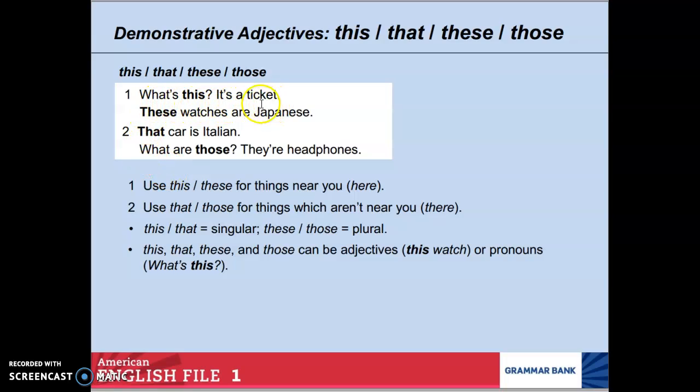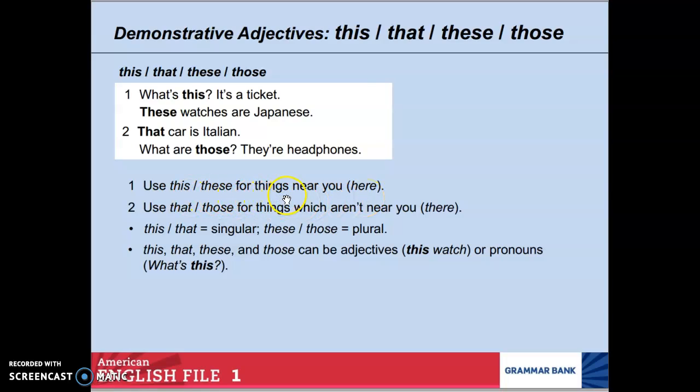It's a ticket. Or, these watches are Japanese. That car is Italian. What are those? They're headphones. We use this and these for things that are near, that is, that are here, meaning aquí.